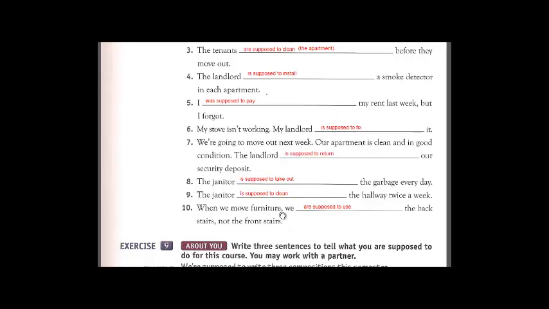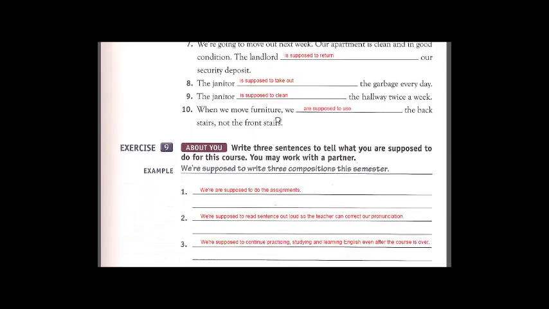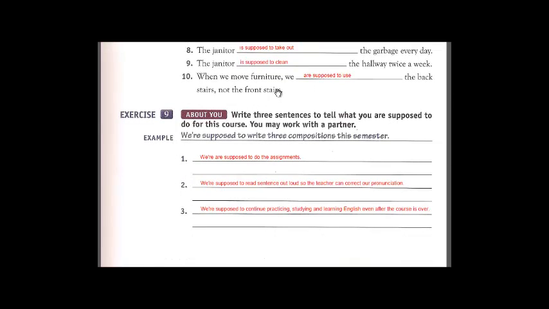The next exercise, exercise 9, says write 3 sentences to tell what you're supposed to do for this course. You may work with a partner. So basically here I wrote 3 things that were good things that you can do to improve your grade or do well in an English class. Okay, so here's some examples. We're supposed to write 3 compositions this semester. We're supposed to do the assignments.